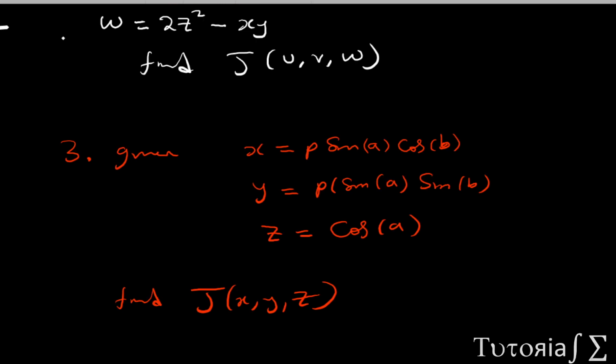Then lastly and finally, given that x is equal to p sine a cos b, y is equal to p sine a sine b, z is equal to cos a, find the Jacobian of x, y, and z.